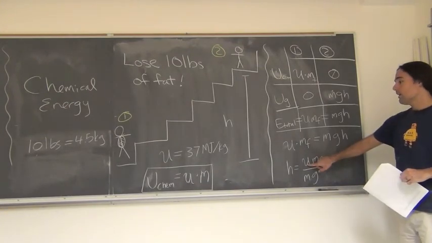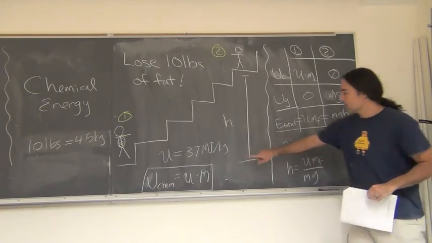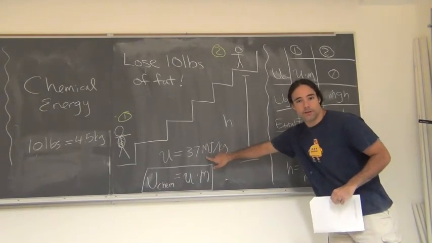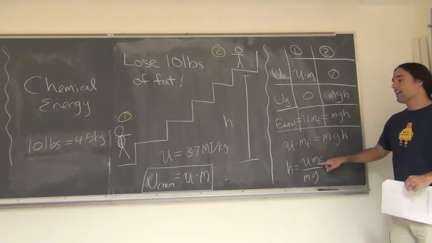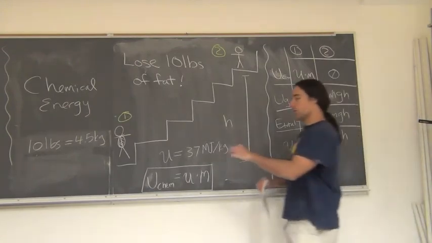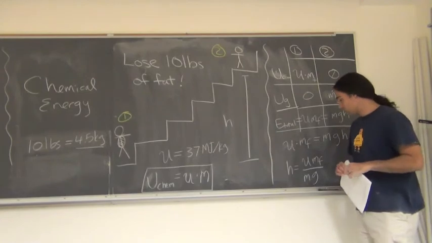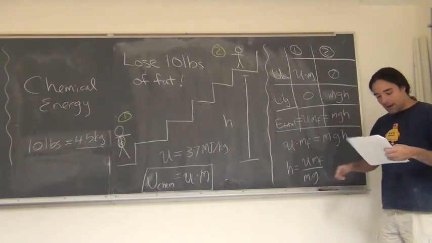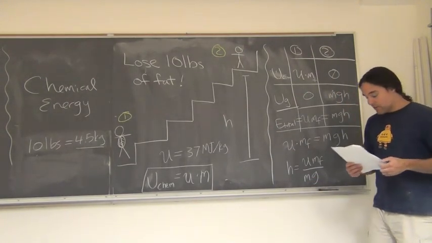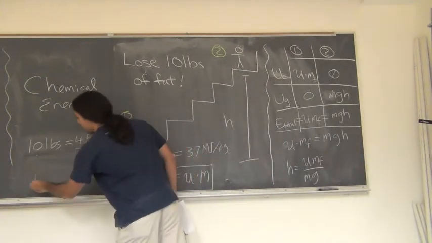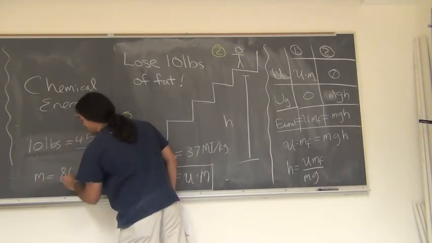And when I do that, I can plug numbers in. So I can plug in the chemical energy density for fat. It's 37 megajoules per kilogram. I can plug in the mass of fat that I want to lose. That's 4.5 kilograms. That'll give me the total energy I have to use. I can plug in my body weight, which in this case, I said the mass of me is about 80 kilograms.